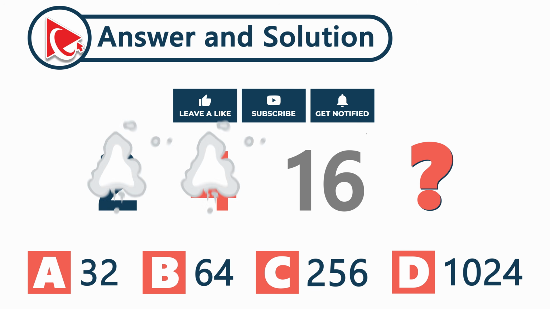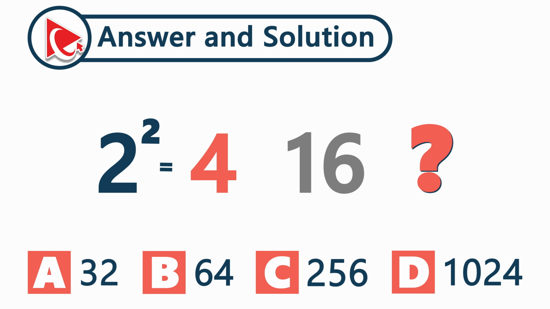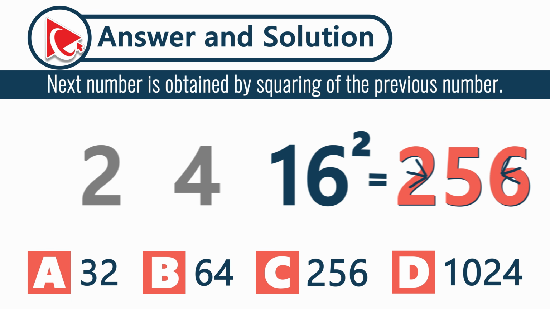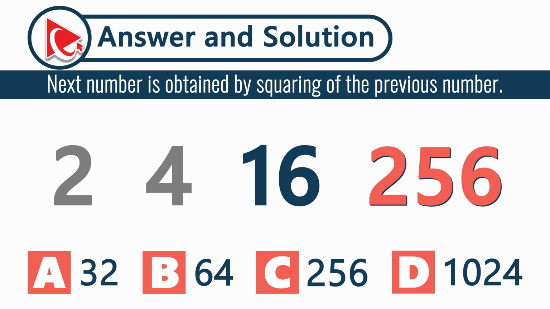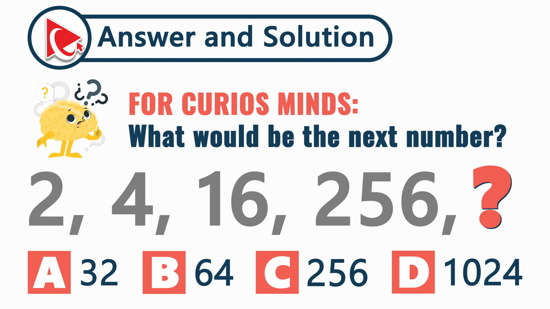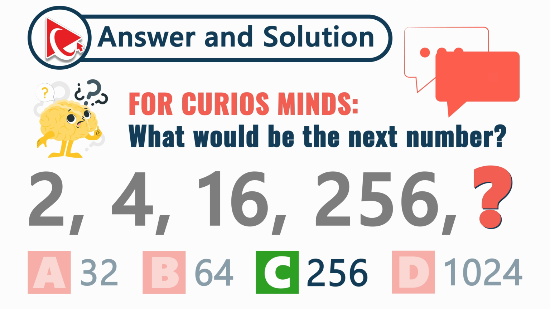Take a close look at the first 2 numbers. 2 squared equals 4. In fact, the next number is obtained by squaring the previous number. 4 squared equals 16. Can you guess what the missing number would be? 16 squared equals 256. Let me ask you this. Do you have a curious mind? Can you continue the sequence? Can you post the next number in comments? And what I'll do for you, I'll share with you the right answer. It's choice C, 256.